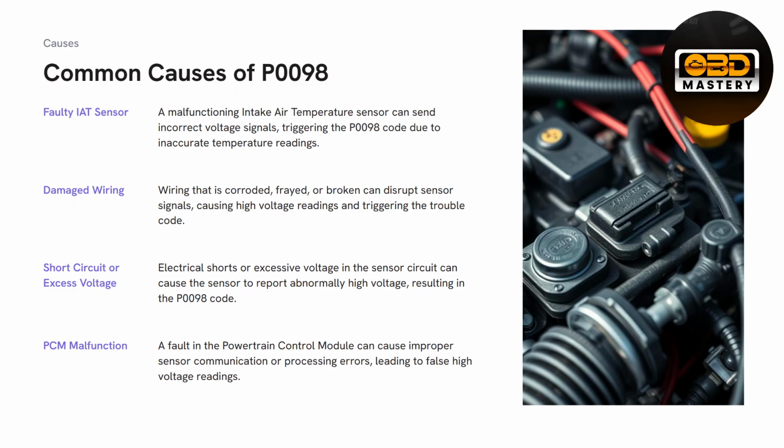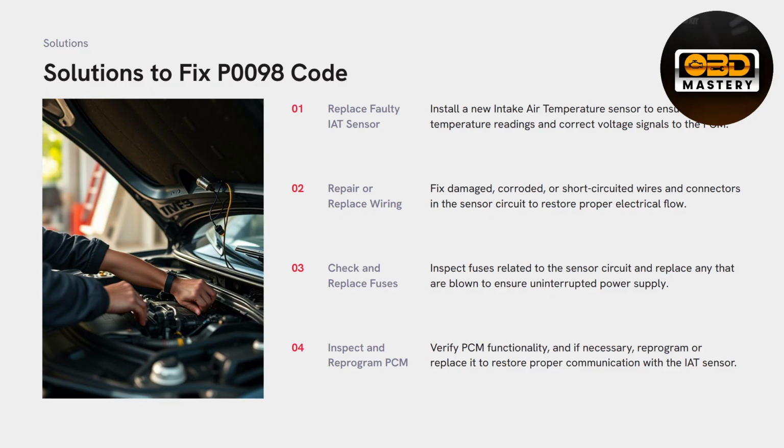Now, common cause of P0098 is a faulty IAT sensor. Now, a malfunctioning IAT sensor can send incorrect voltage signals, triggering the P0098 code due to inaccurate temperature readings. Now, you can have damaged wiring, short circuit, or excessive voltage, and even a PCM malfunction, which is pretty rare. However, it's never zero.